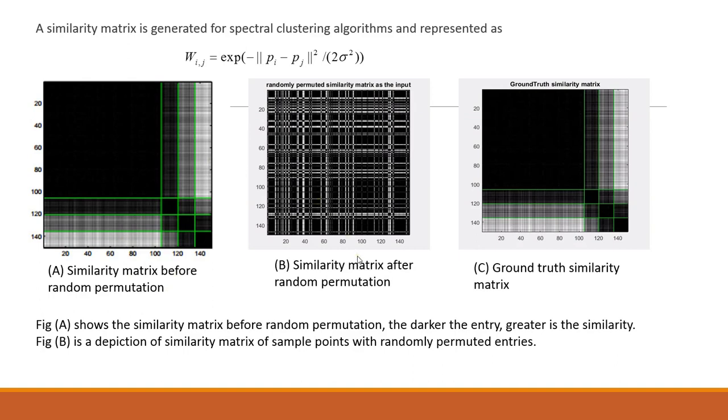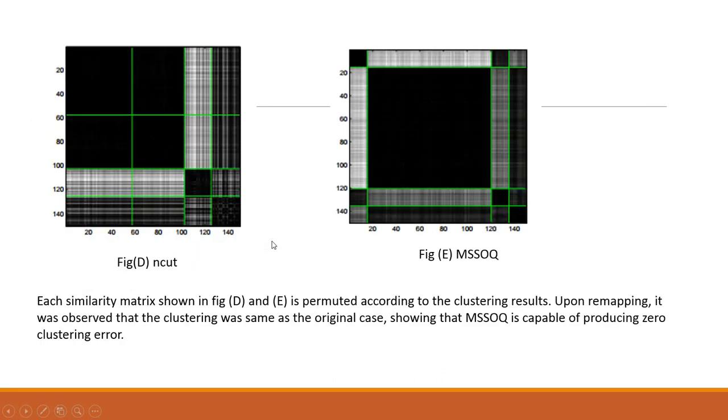So our program has the option that we can either randomly permute it or we can just take set defined values. So figure A shows the similarity matrix before the random permutation. The darker the entry, the greater the similarity, and figure B is a depiction of the similarity matrix of sample points with randomly permuted entries. These figures are obtained after the clustering has been done.